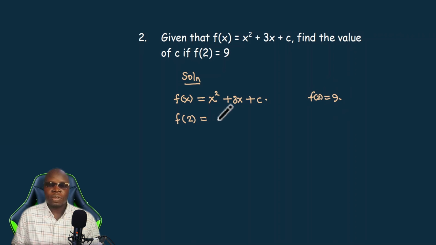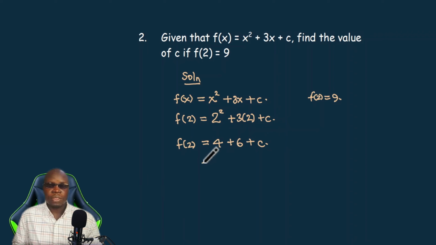Now, we first need to see what it is in our function if we have f of 2. We already know that the x from the range will be replaced by our 2 from our domain. So we can replace this and say 2 squared plus 3 times 2 plus c. Let's simplify that. f of 2 equals 4 plus 6 plus c.